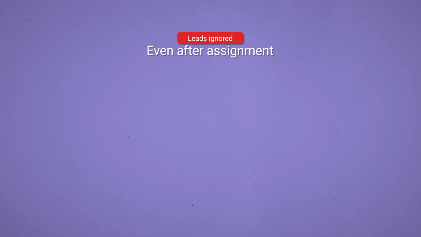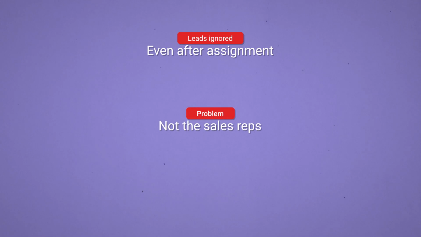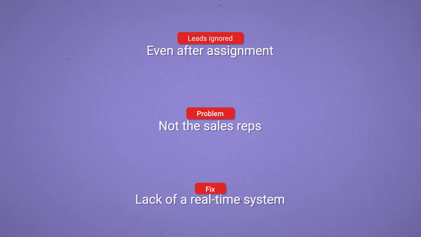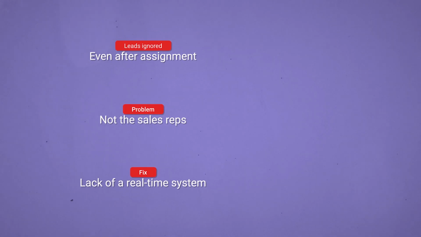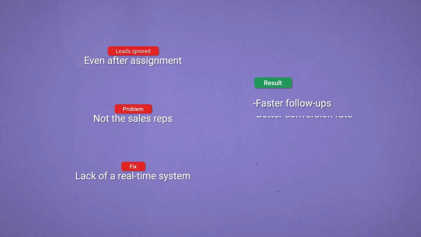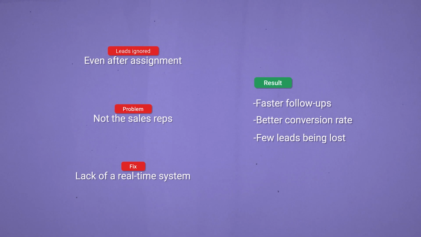In this video, you saw that leads are often ignored even after assignment, and the problem is not your sales reps. It's a lack of a real-time system that tells them when to act. Fix that problem and you will eventually see faster follow-ups, better conversion rates, and fewer leads being lost. In the next video, we'll see how drip marketing campaigns can help you nurture, qualify, and even close leads on automation. So make sure to check those videos out as well.